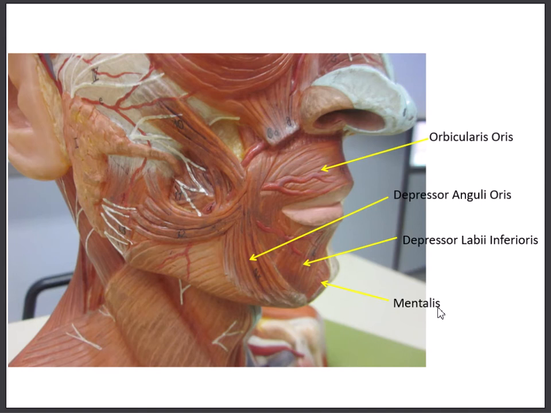And then the Mentalis muscle is right on the chin area. When this muscle contracts, it actually causes us to protrude the lower lip, as in pouting. If you put your finger on your chin and then just kind of push out your lower lip, you'll feel the Mentalis muscle contract.